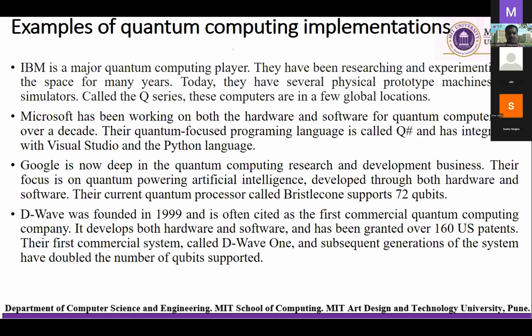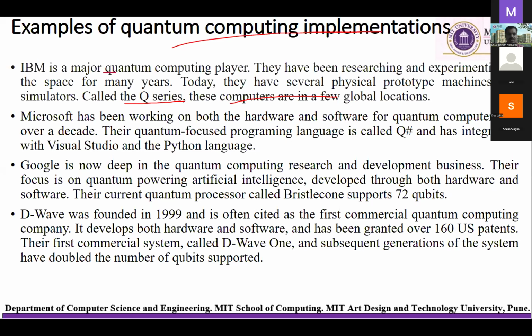There are different examples of quantum computing implementations. First one is IBM. This is a major quantum computing player. They have been researching and experimenting in this space for many years. Today they have several prototype simulators called the Q series, and these quantum computers are at a few global locations.